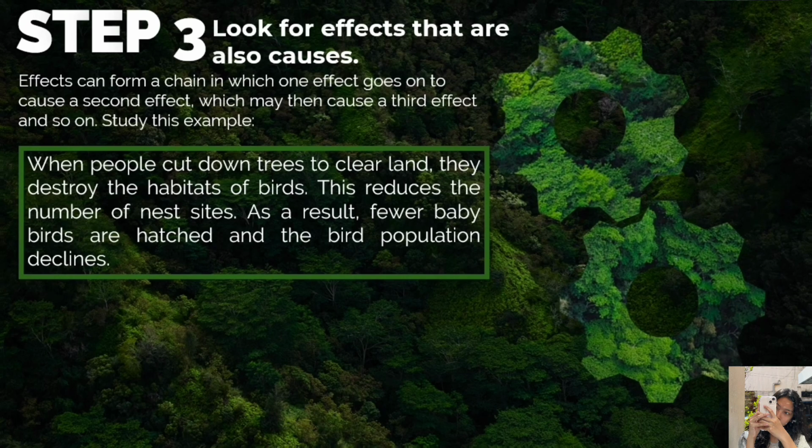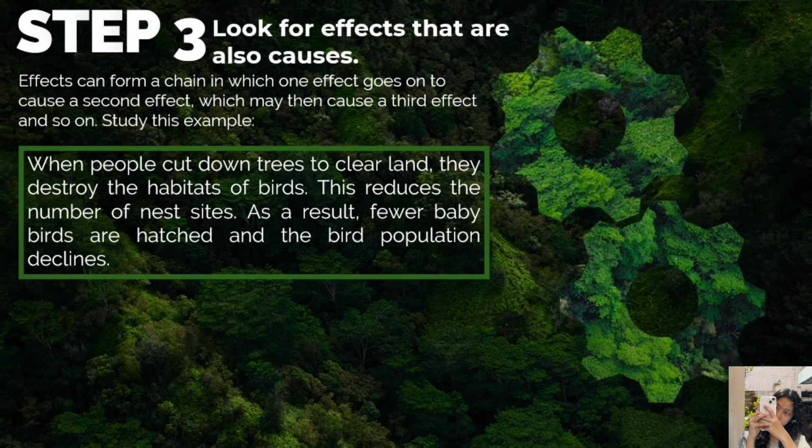I'll try, miss. When people cut down trees to clear land, they destroy the habitats of birds. This reduces the number of nest sites. As a result, fewer baby birds are hatched, and the bird population declines.